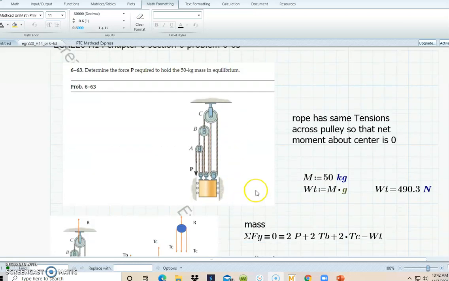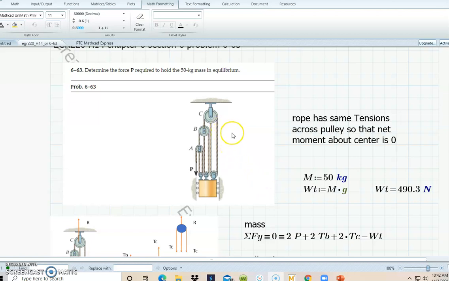All right, let's do 663. It's interesting. Reminds me of that thing at McWayne Center where you can sit on different chairs and pull yourself up. It's basically a block and tackle. And you're holding up a weight, and the question is, what's P? And a couple of things.